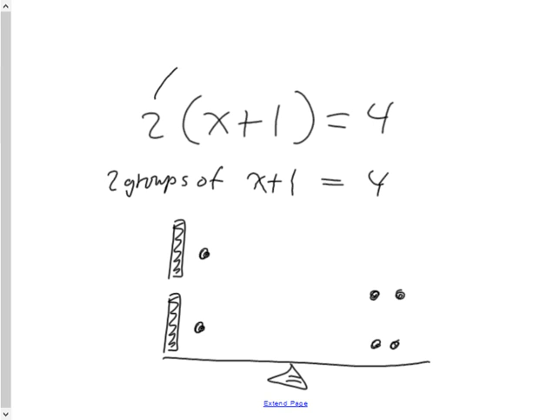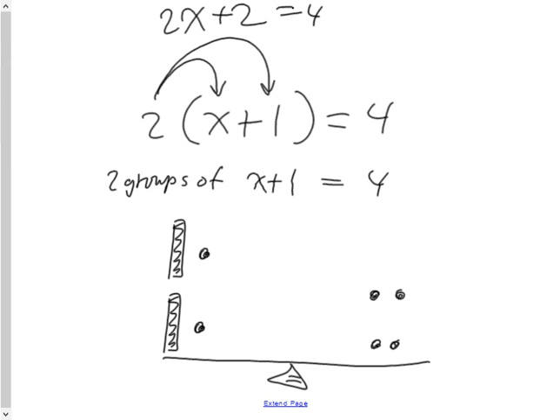Well, what we've learned is that if you have two groups of x plus 1, that means you have two x's and you have two 1's. So when I ask myself what two x's looks like, algebraically, two x's is 2 times x, or 2x. That's what a coefficient does. It defines how many of the variable you have. So two x's, and you would have 2 times positive 1, which will be positive 2.